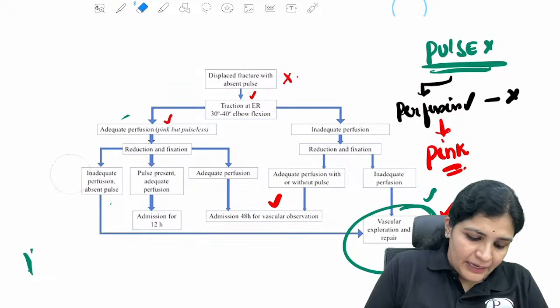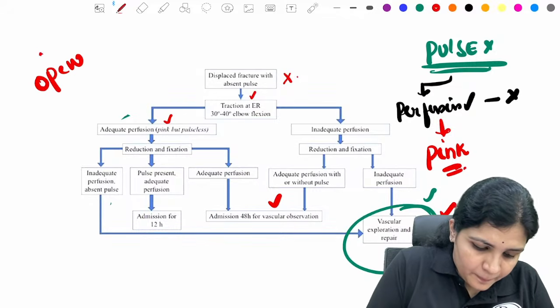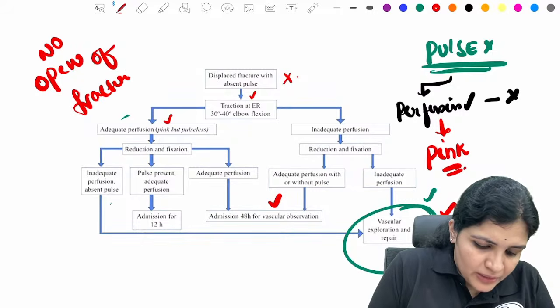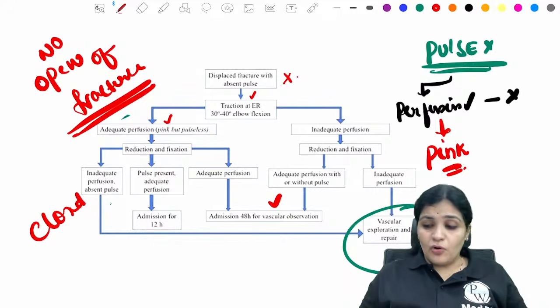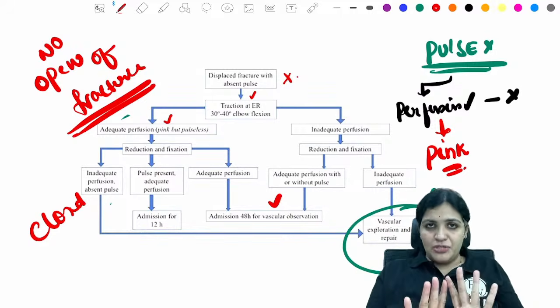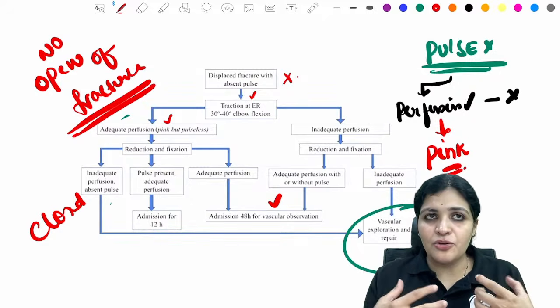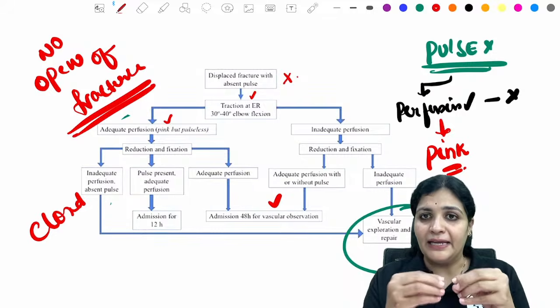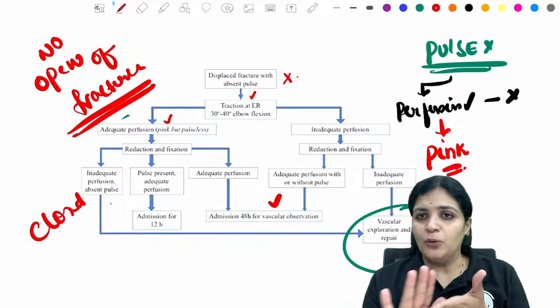See, the ultimate idea of this is you will not open it. So usually what we do is a closed reduction. That means we are not going to open the fracture and reduce it. We are doing maneuvers from the outside, right? So whenever the pulses are not there, we can feel that the brachial artery got trapped and we are trying to open it. So you should not try to open the fracture.